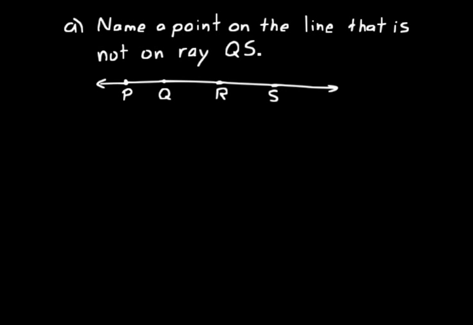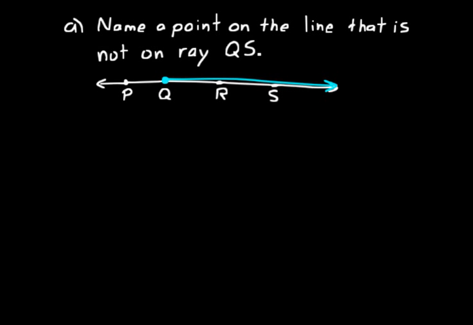Practice problem A says name a point on the line that is not on ray QS. Now remember, when we're defining lines or line segments or rays, we have to have at least 2 points. They don't have to be one after another. They just have to be on that line or ray to define them. So we have a line here, PQRS, and then the line that goes through all of those points. Ray QS, that would just be from here over to the end. That's the part of that line that we're talking about.